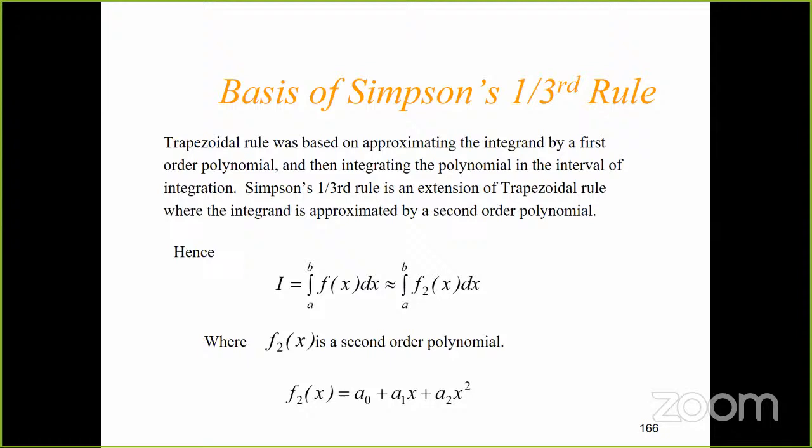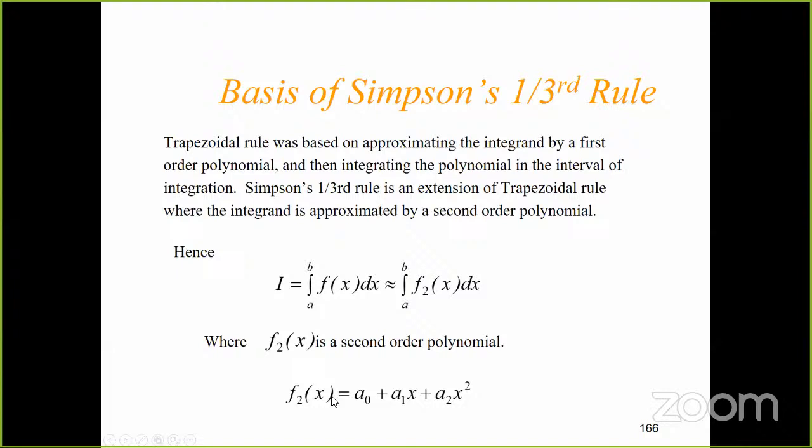The integral from a to b of f of x dx is approximated by the integral of f2 of x dx. That is only a second order polynomial; f2 of x is the second order polynomial. If you truncate the Taylor series as a0 plus a1x, it is a first order polynomial; if a0 plus a1x plus a2x square, second order; with a3x cubed, third order; and for an nth order polynomial, it should be f n of x, with a n x to the power of n.